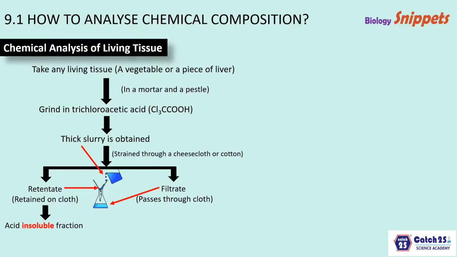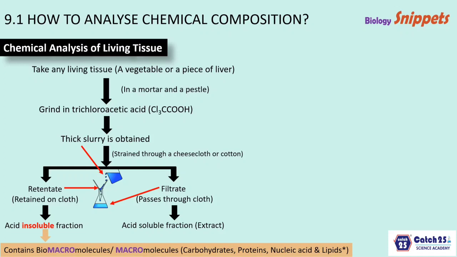The chemicals which do not dissolve in the acid and remain on the cloth are labeled as acid insoluble fraction. When grinding of tissue was being done, some chemicals from the tissue must have dissolved in the trichloroacetic acid. These acid-soluble chemicals which passed through the cloth with acid were hence called the acid-soluble fraction.